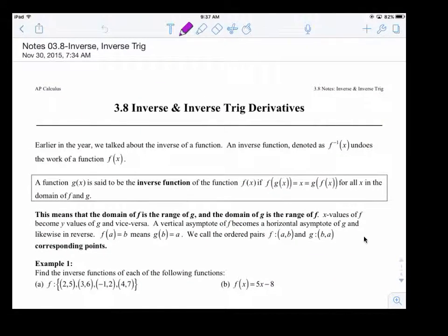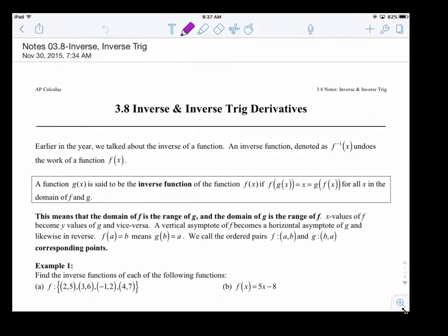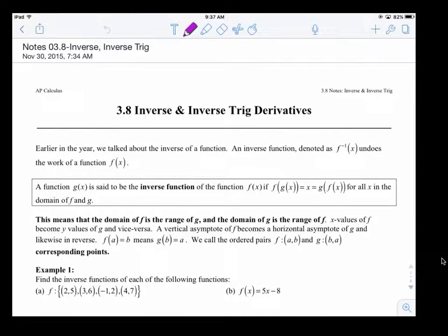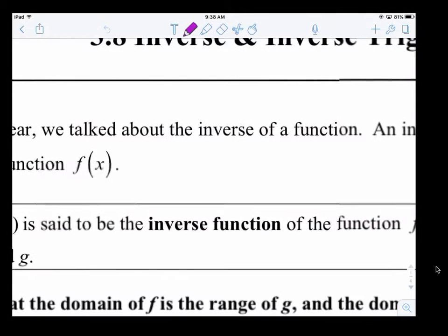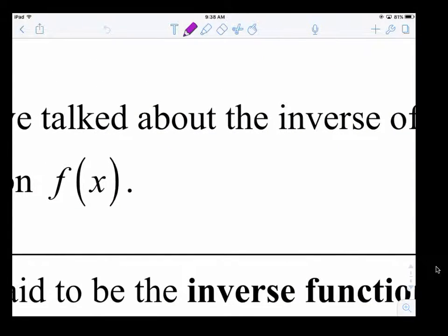All right, so we got inverse functions and inverse trig functions. When we did our pre-calc review, we talked a little bit about what an inverse function is. An inverse function, usually written f to the -1 of x, undoes the work of a function f of x.